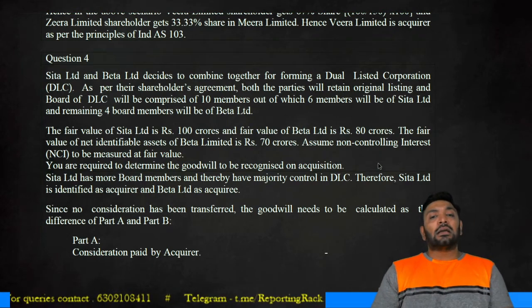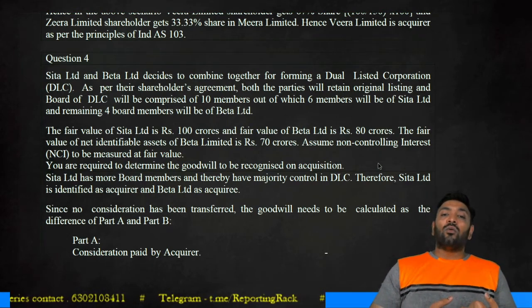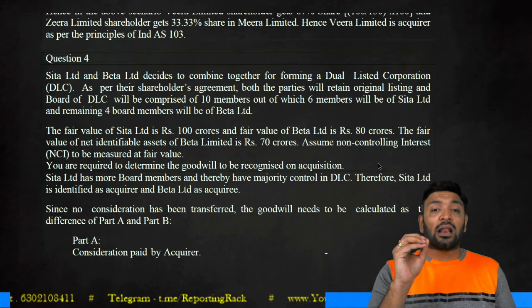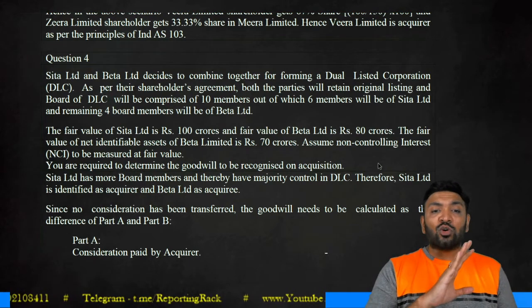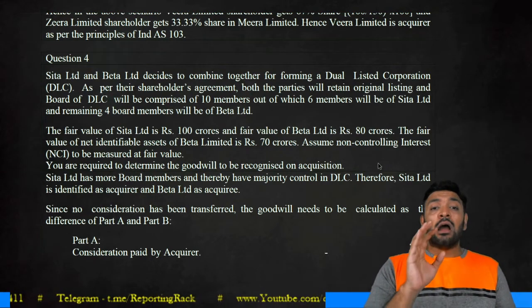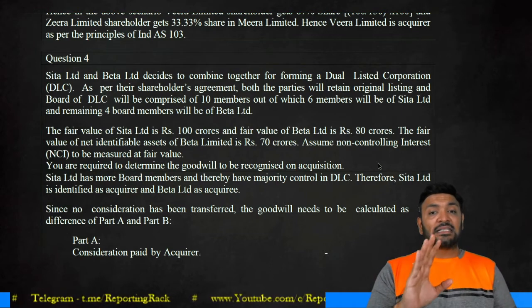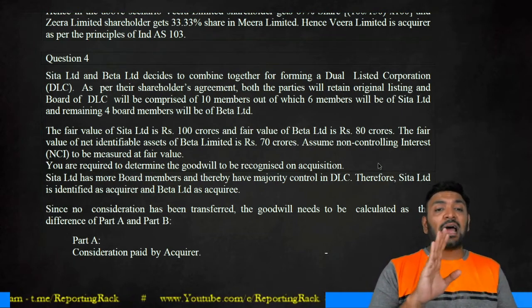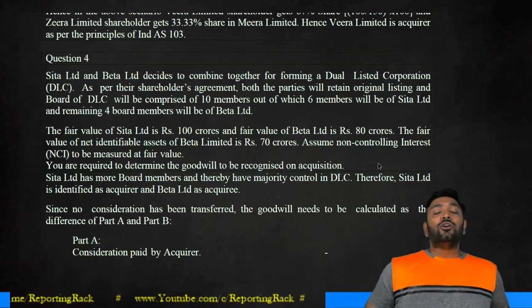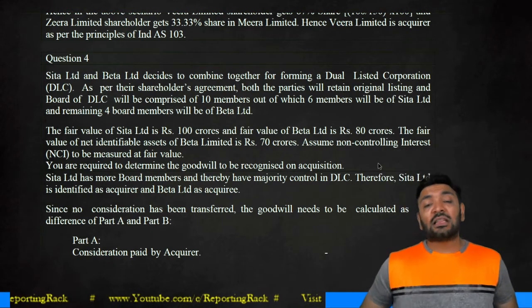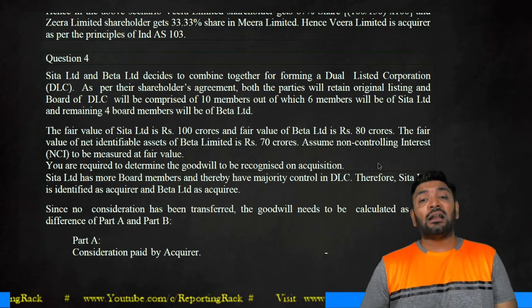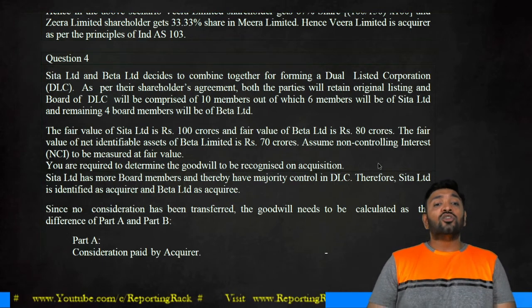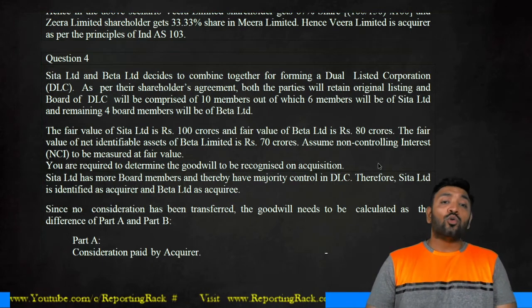Assuming that the NCI is measured at fair value, you are required to determine the goodwill to be recognized on acquisition. Look at this situation. What is happening here? I am basically trying to identify who is the acquirer and who is the acquiree. Percentage holding is not explained to me, but I know out of the 10 members of the board in DLC, which is a new incorporated entity, 6 members will be of Sita and 4 members will be of Beta. So who has the power over the investee? The one who has the majority of directors. So who holds the majority of directors? Sita Limited. So who is the acquirer? Sita. Who is the acquiree? Beta.